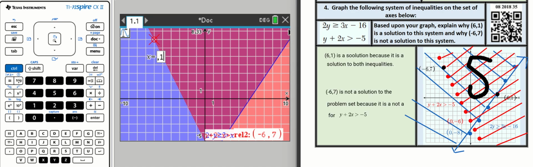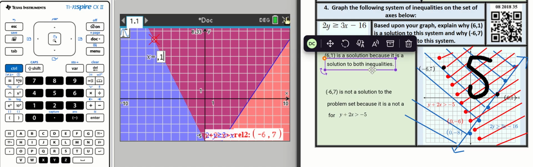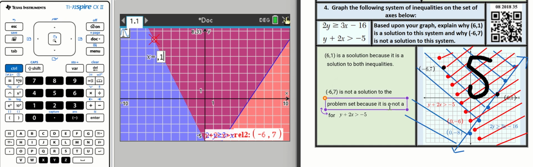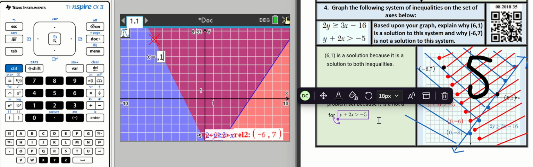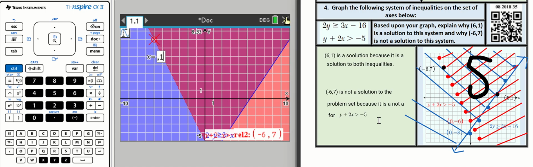Okay, so we want to write this down. 6, 1 is a solution because it's a solution to both inequalities. Now, negative 6, 7 is not a solution to the problem set because it's not a solution for y plus 2x greater than negative 5, and it has to be a solution to both inequalities.